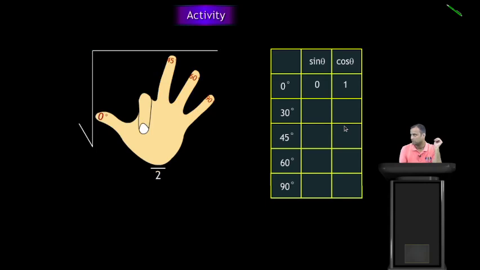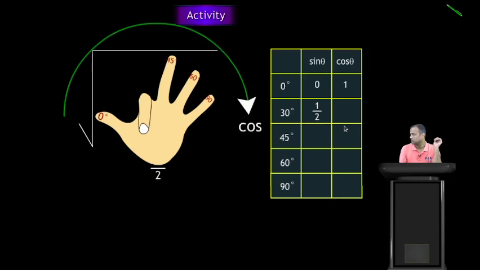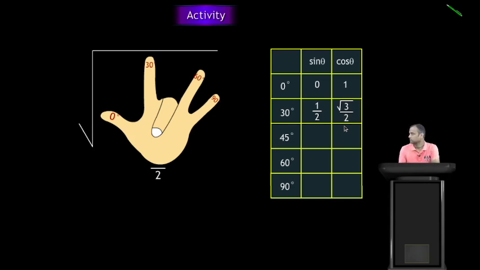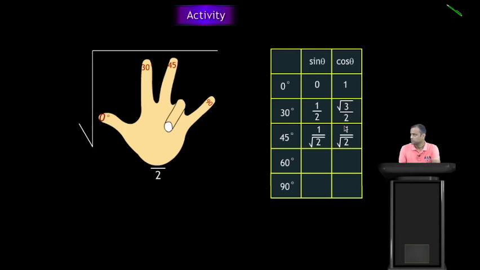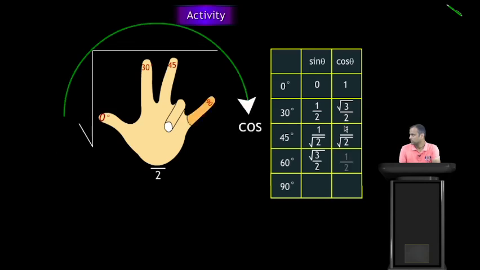Now for 30 degree, how many fingers do we have? Yes, for sine we have 1, so it is root 1 by 2. And again for cos we have root 3 by 2. Now what is the value for 45 degree? At what point is it? Yes, it is denoted by 2. So find the root of 2 divided by 2. For sine you have to count from this side 0, 1, 2, 3 and 4. Okay, so this is how you can find the value of sine and cos here.